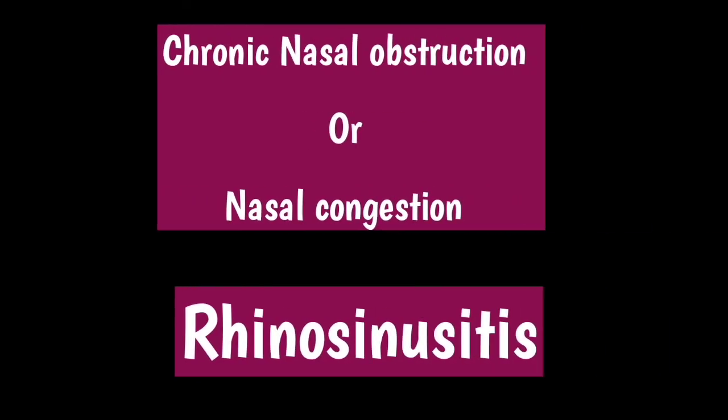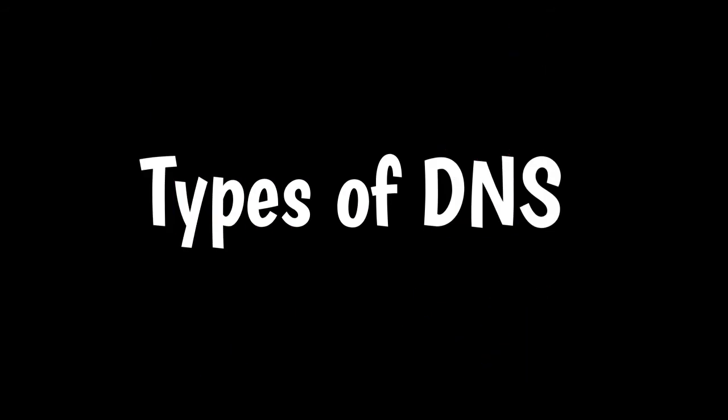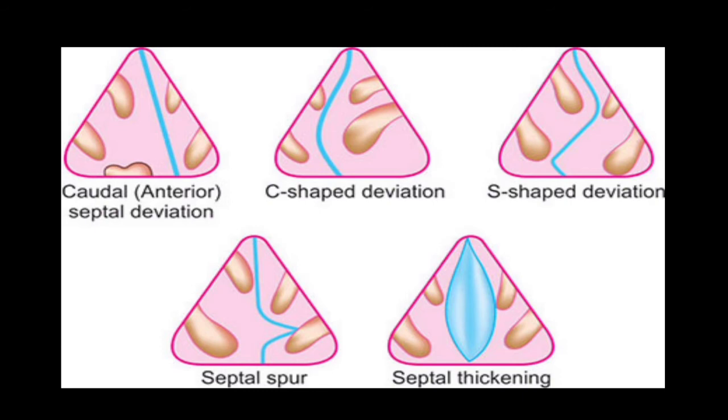The most common presenting complaint of the patient with DNS is chronic nasal obstruction or nasal congestion, while rhinosinusitis or recurrent sinus infection can also be the presenting complaint of a patient with DNS. Let's talk about the types of DNS. There are 5 types of DNS: anterior septal dislocation, C-shaped deformity, S-shaped deformity, septal spur and septal thickening, which will be discussed one by one.